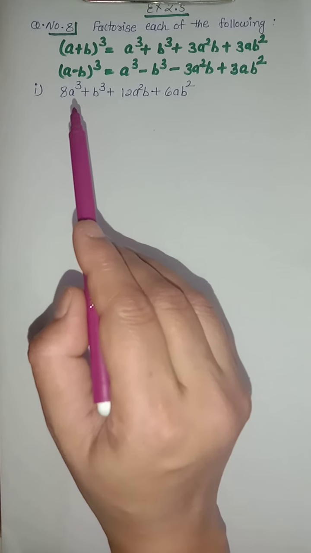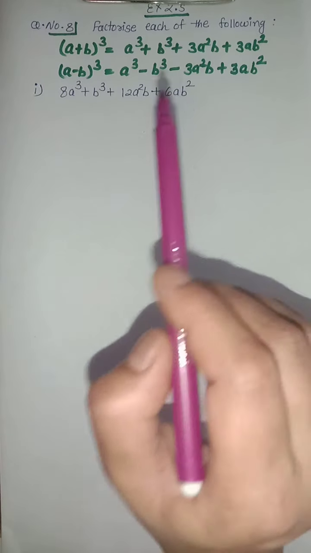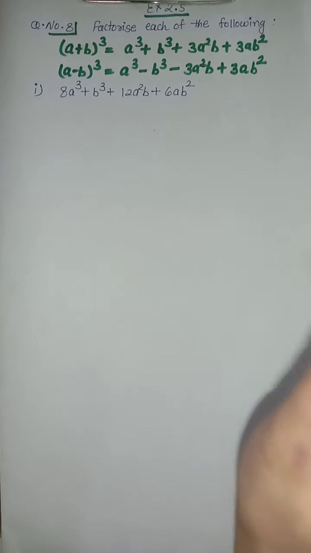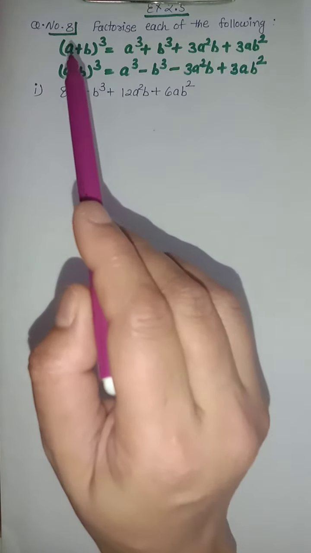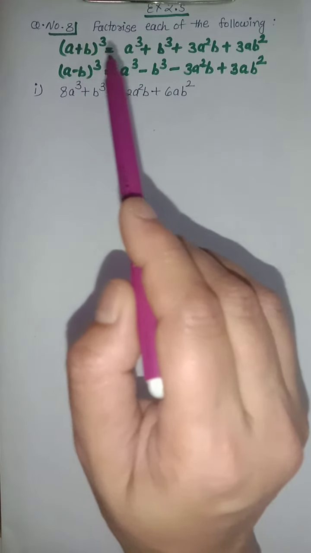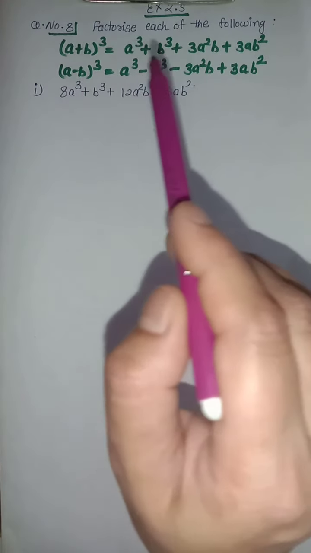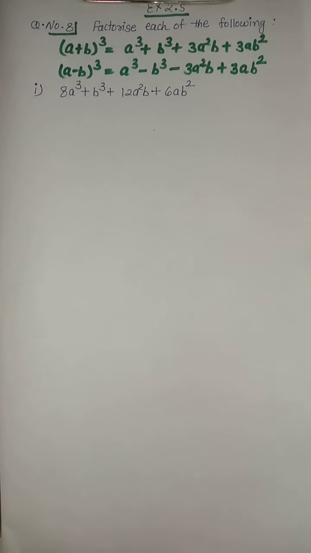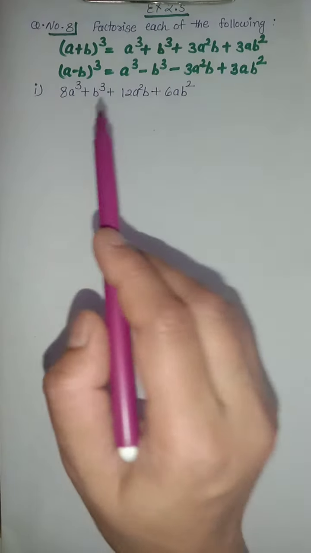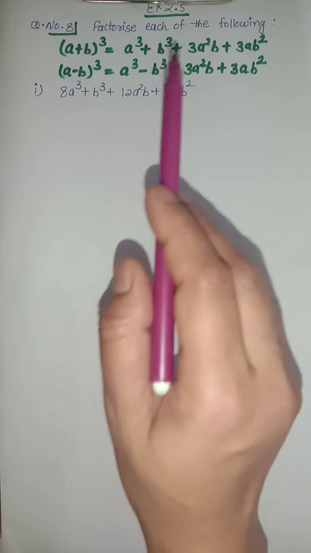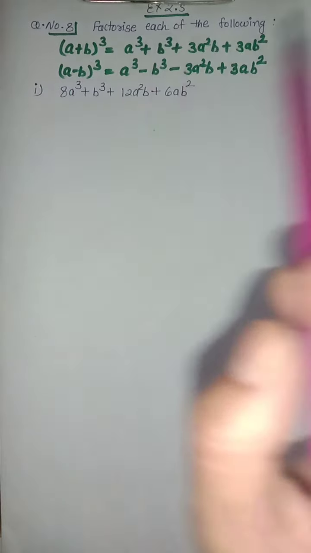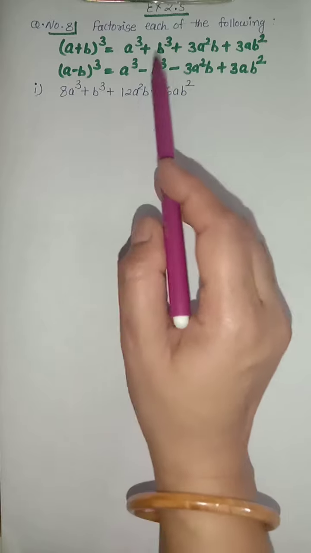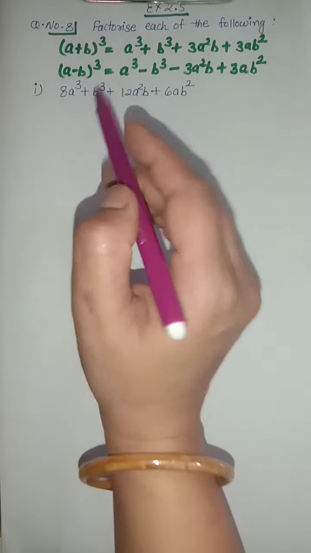Since you can see, student, here all the terms are positive. There are 4 terms, 8a cube plus b cube plus 12a square b plus 6ab square, which matches the first identity, (a plus b) whole cube equals a cube plus b cube plus 3a square b plus 3ab square. So here the right hand form is given and we have to convert it into left hand side form.